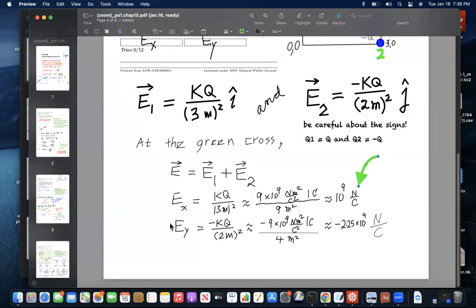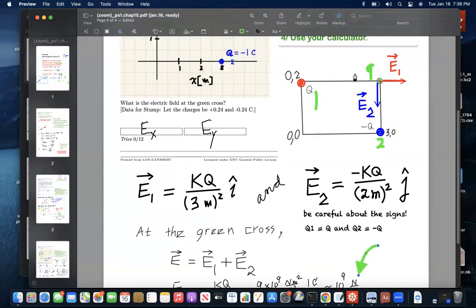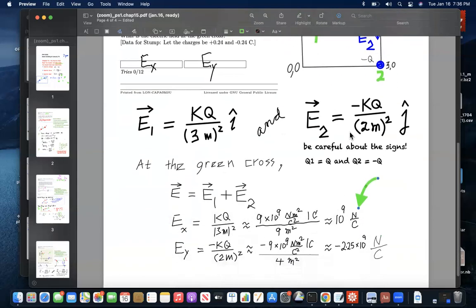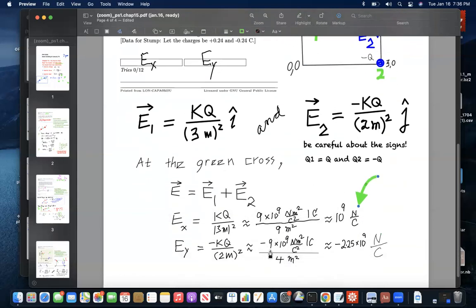Well, that's Ex. Now what about Ey? Well, that's the E2 part. That's the part that's pointing in the Y direction, or actually the negative Y direction. So that's minus k, 9 times 10 to the 9 Newton meters squared per Coulomb squared. Q is again 1 Coulomb, 2 meters squared, and the denominator is 4 meters squared.